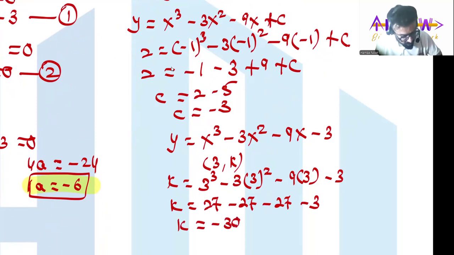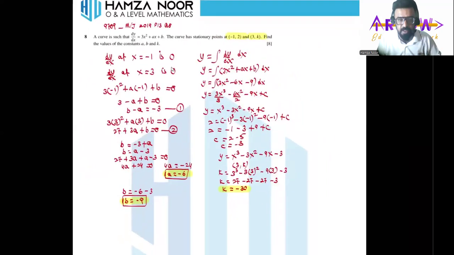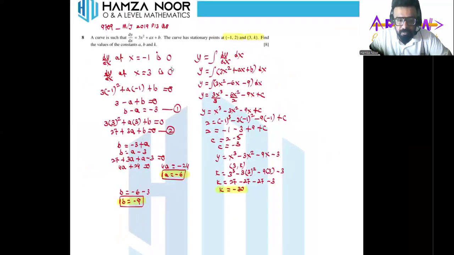In this way, we have attempted this question. k is equal to -30, a is equal to -6, and b is equal to -9. So here was a question from AS Level Maths P1 Cambridge past papers.